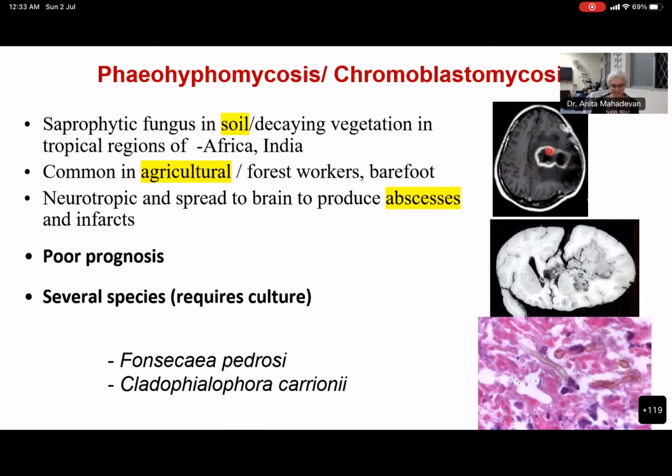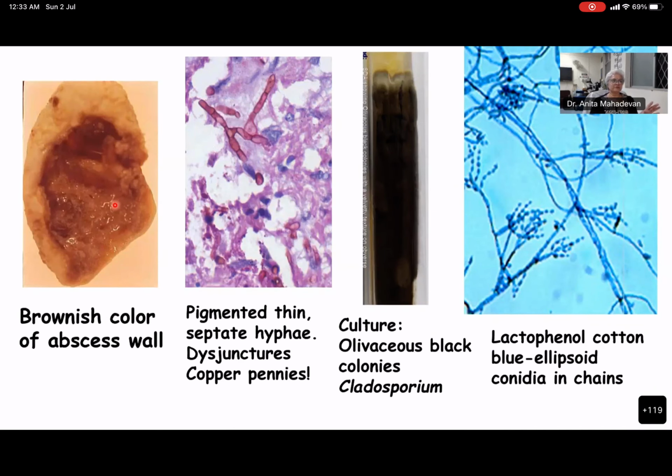And they're calcified lesions. So to summarize, if you have a brownish color in the wall of an abscess, even on H&E you're going to see thin pigmented hyphae, and they have very prominent disjunctures and copper pins, culture olivaceous black, your lactophenol cotton blue will show ellipsoid conidia chains. The diagnosis will be phaeohyphomycosis. Clear? Any questions on this?